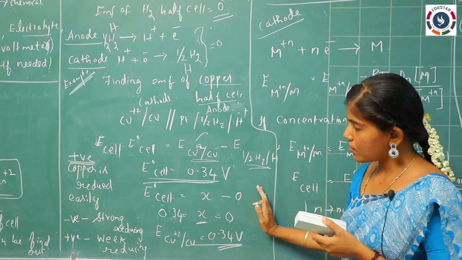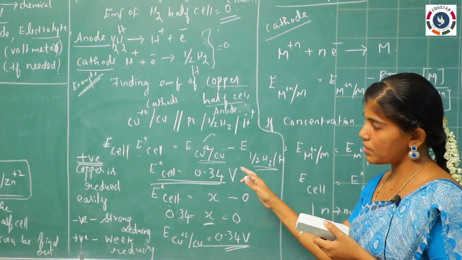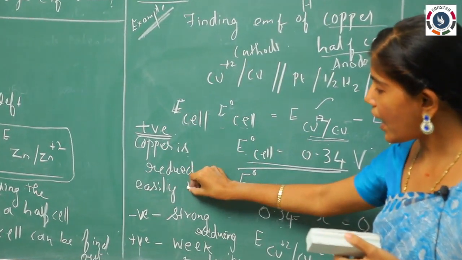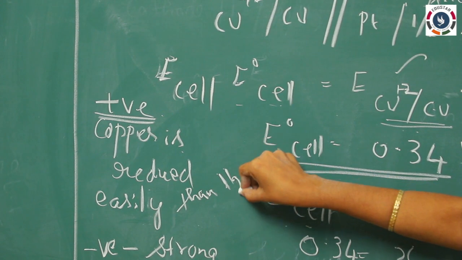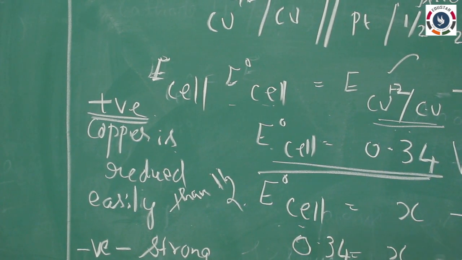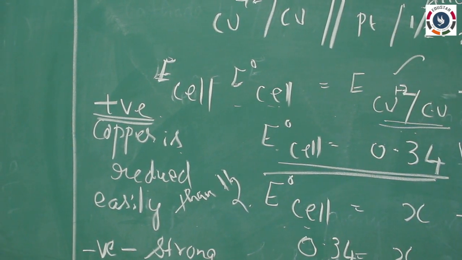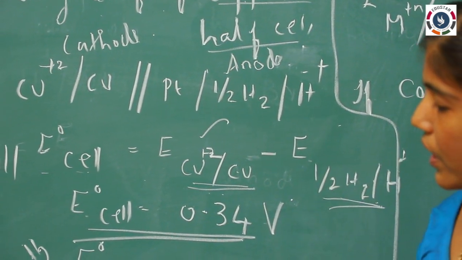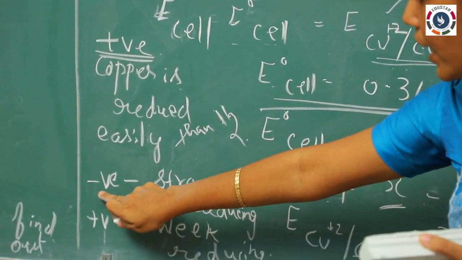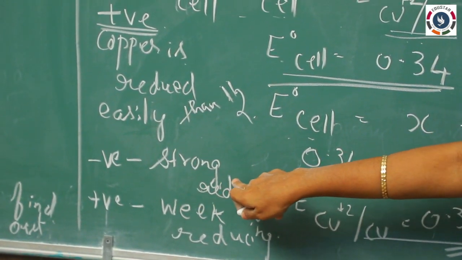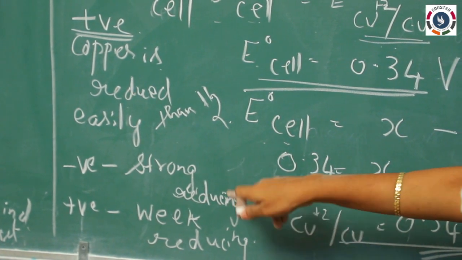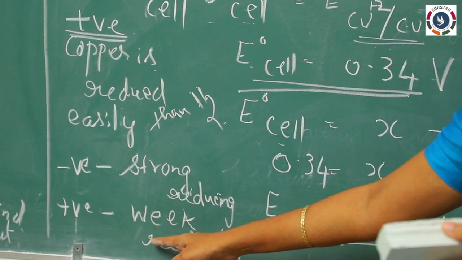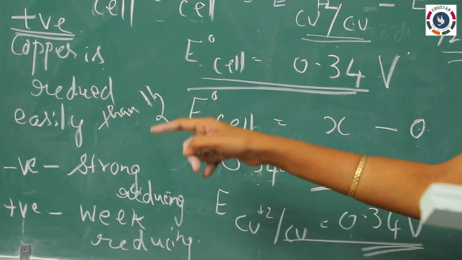From this we have to assume a certain consideration, that is, copper is reduced more easily than hydrogen, so it is placed in the cathode. Also remember one thing: by seeing the EMF value, if it has a negative EMF value, then they are said to be strong reducing agents compared to hydrogen. Suppose the EMF value is positive, then they are said to be weak reducing agents compared to hydrogen.